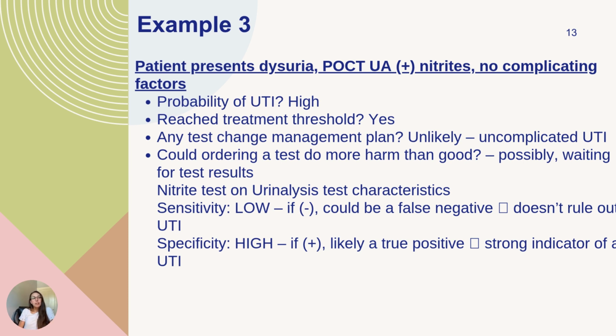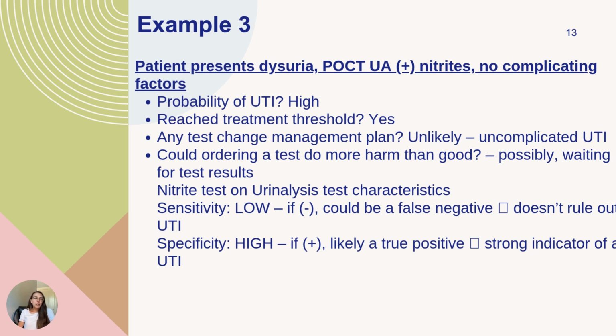Third example, let's say a patient presents with dysuria and point of care urinalysis shows positivity for nitrites. There's no complicating factors with this UTI presentation. So for me, there's dysuria, positive nitrites on the urinalysis. Those are pretty high pretest probability for an uncomplicated UTI at this point. Treatment threshold is probably reached. And would any test change my management plan? So urine culture sensitivity, urinalysis. Unlikely, because if it's an uncomplicated UTI, I know which antibiotics to use.